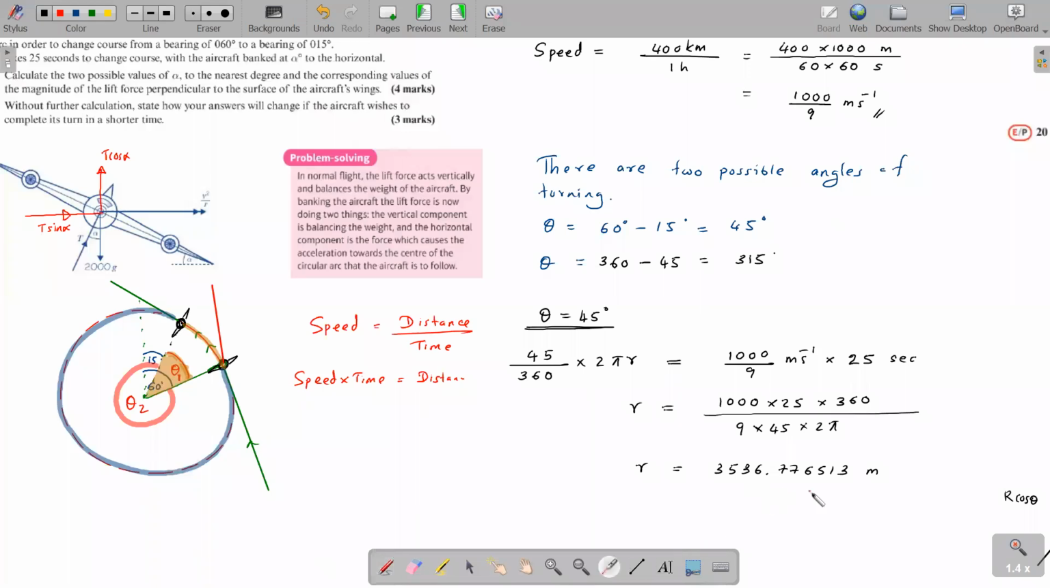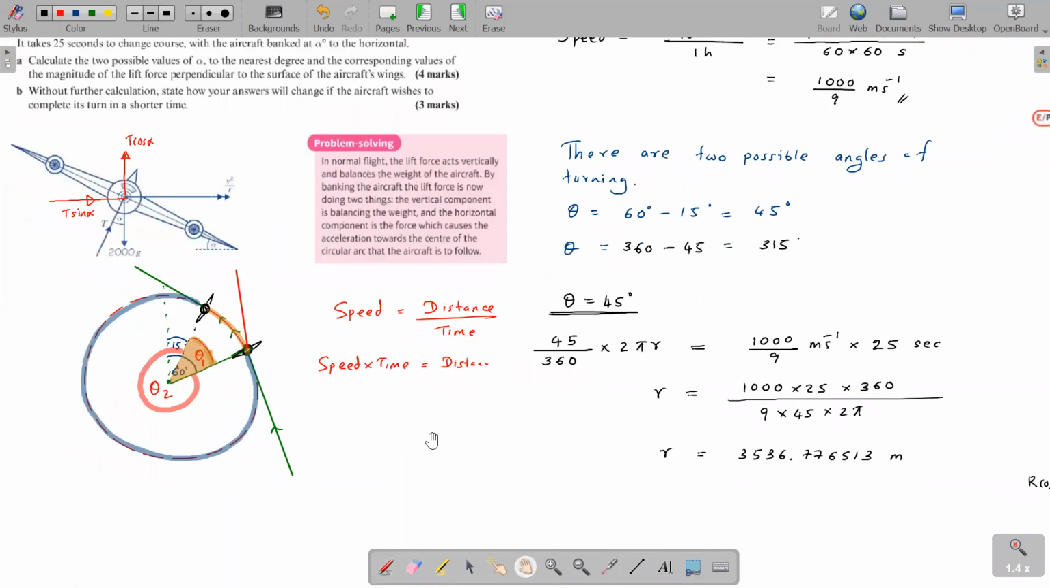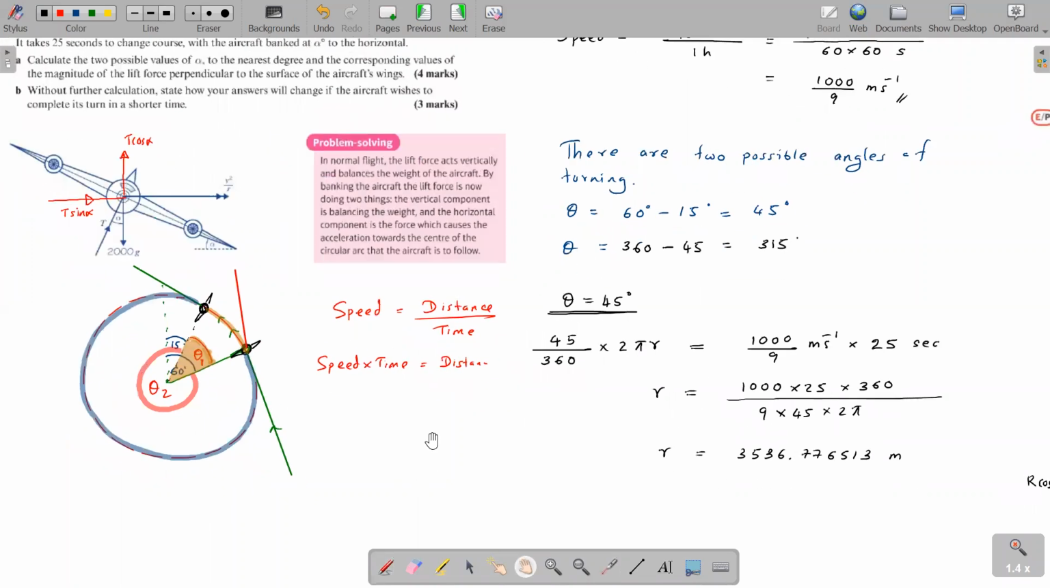All right, guys. So we have the radius of the circular path the plane travels if it's turning through an angle of 45 degrees. Okay. So now how do we go for the alpha? Now this is where we are actually going to use the help of circular motion.